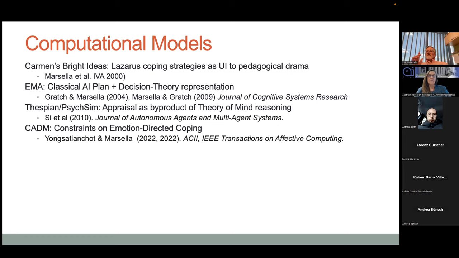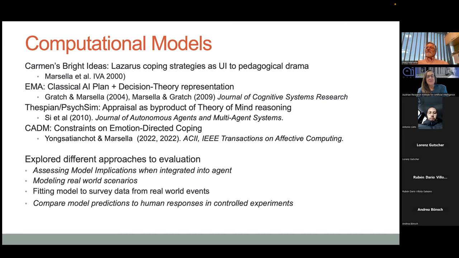So what I'm going to try and do is talk about EMA, talk about CADM, and then I want to talk about GPT-4, which is not on this list because it's a little bit more recent.